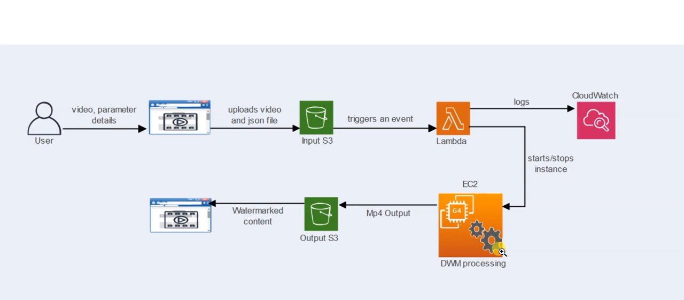The EC2 instance downloads the JSON and the input video file uploaded on S3 and starts the DWM processing. Once the processing is complete, the output files are uploaded to the output S3 bucket. The details of this output file are fetched on the user interface, which helps the user to play the DWM watermarked content.